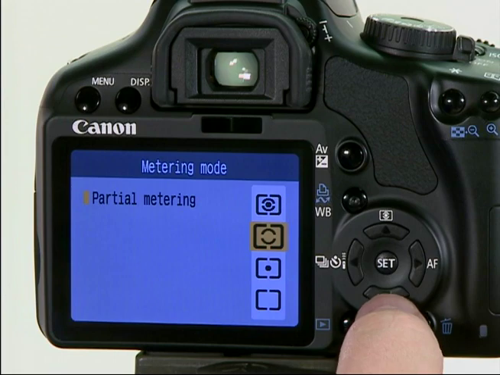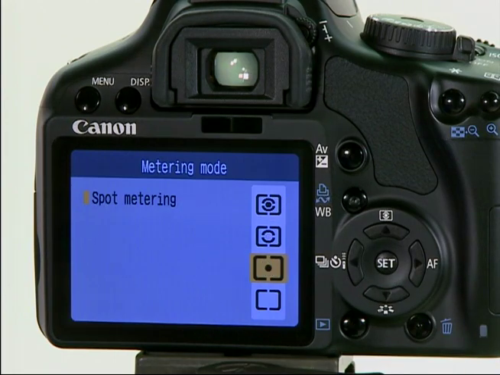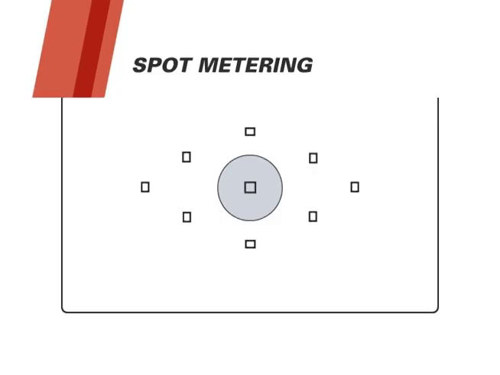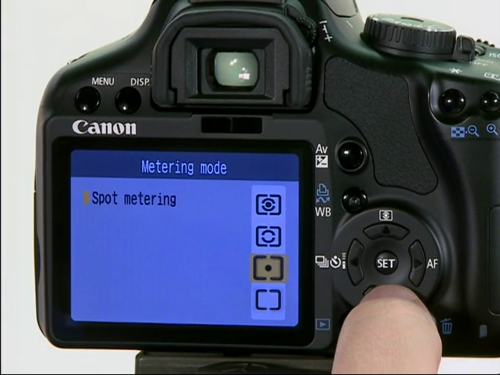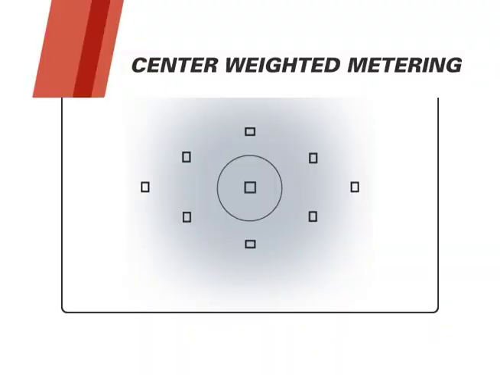Spot metering is for metering a specific part of the subject or scene. The meter is weighted at the center, covering about 3.8% of the viewfinder area. This is great for backlit situations if you want to keep detail in the subject. The center weighted average metering mode is weighted at the center and then averaged for the entire scene.